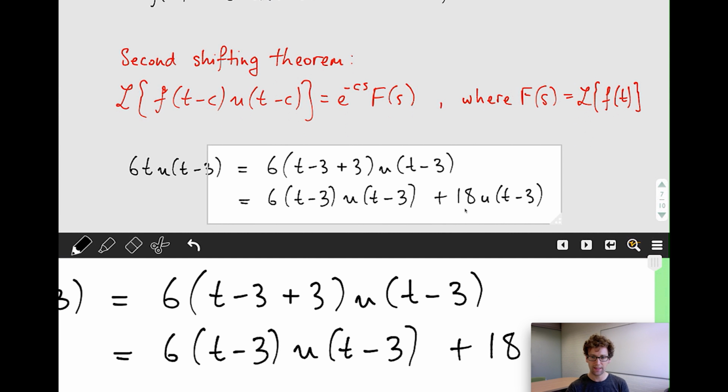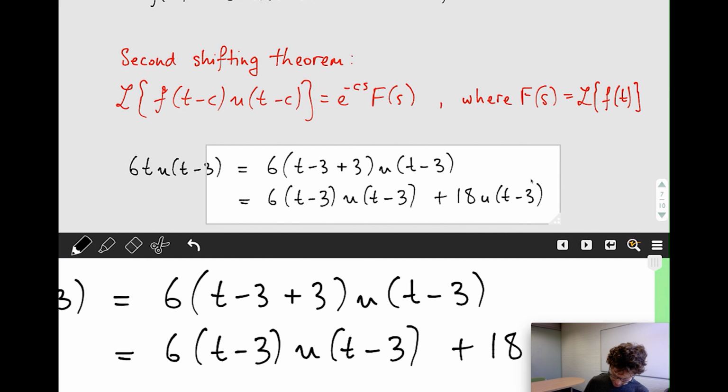Well, the answer is that this is a constant. It doesn't depend upon t. 18 has no dependence on t, so it doesn't care about a shift. You can think about this, in fact, as I can shift t to t minus 3, and it's not going to change 18. So this piece here doesn't care about that shift. Another way to think about this is that because this is a constant times a Heaviside, I can use the Laplace transform of just the Heaviside. I don't need to use the second shifting theorem.